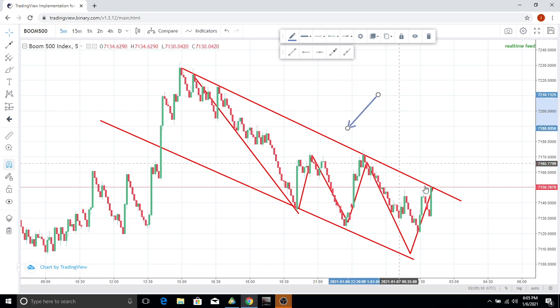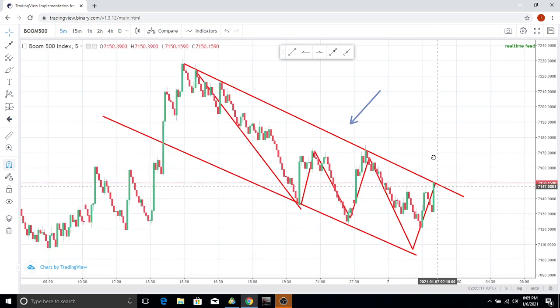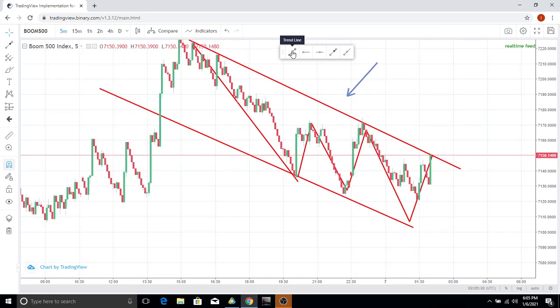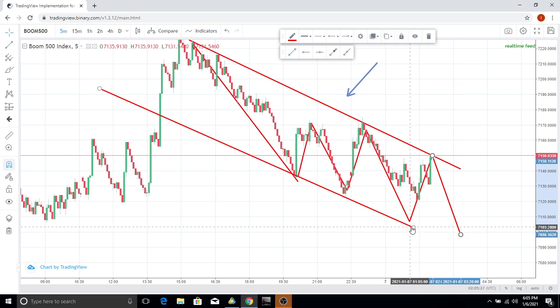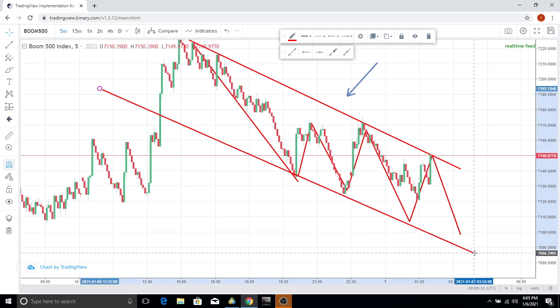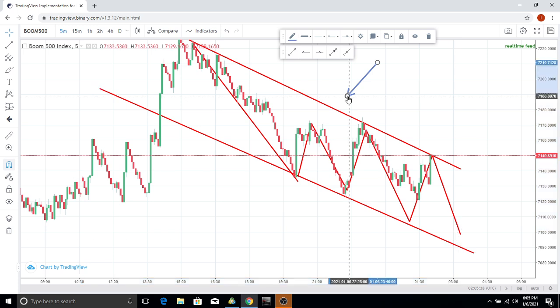We are expecting another move to come down. You should expect another move like this downward. Okay, this is how we draw. You use your trend line, or rather the channel, to trade your market. So we should expect another move down in this region here.